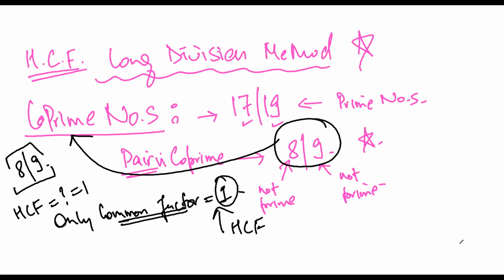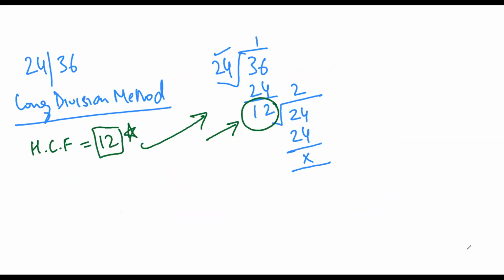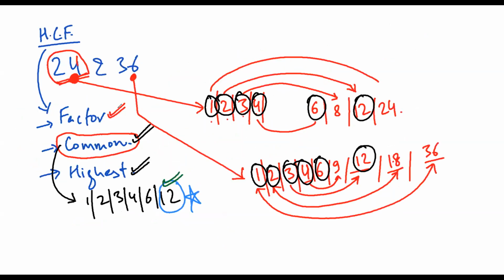So, for example, in this case also, if you see, one was here, one was here. But this was a common factor, but this was not the highest common factor. In the first example also, one was there. One is always there. One is always a common factor.